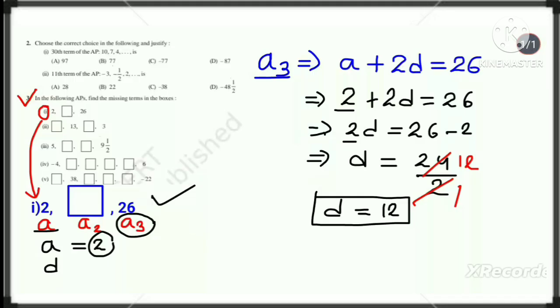Now we can easily find its second term by using general form of AP. Actually here we need to find A2, and A2 can be written as A plus D, and here A equal to, we have 2, and D equal to, we just obtained 12. Now A2 will be 2 plus 12, 14. In this way we have obtained its second term or A2, which is 14.